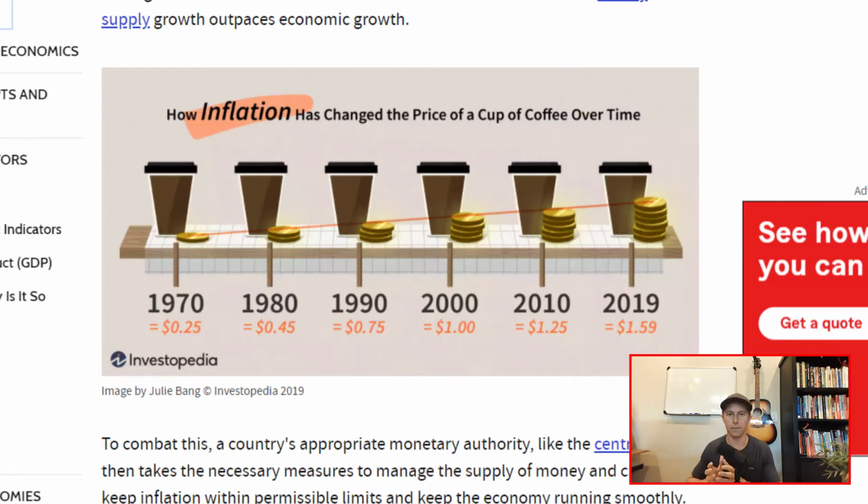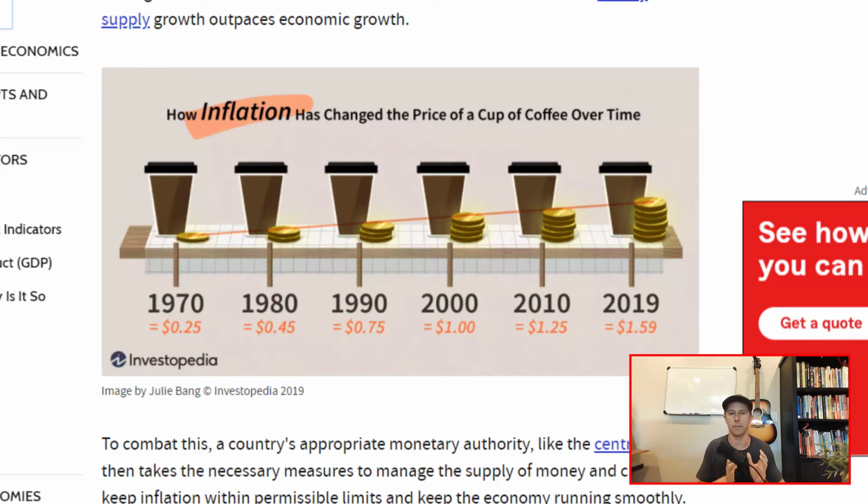According to this illustration, in 1970, 1 cup of coffee was 25 cents. In 2019, 1 cup of coffee was $1.59. Now, nominally speaking, the currency unit has not changed at all. 25 cents in 2019 is the same 25 cents in 1970. And additionally, the $1.59 in 2019 is the same $1.59 in 1970. The difference is that inflation eroded your purchasing power.